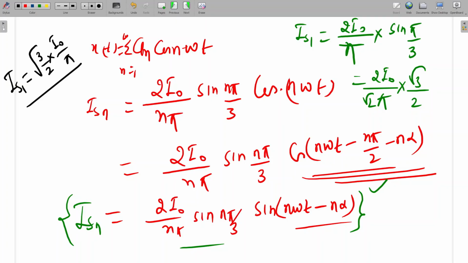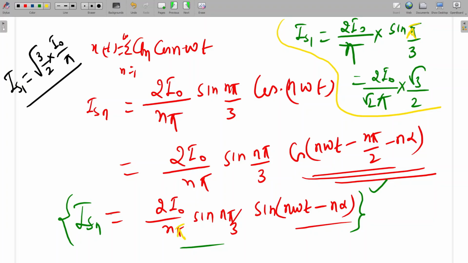Okay. Sir, here denominator root 2 came, na, sir. Sorry sir, by mistake. It's okay. So where is the mistake? Can you point out again? Sir, IS1 equal to 2 I naught by root 2 by pi, sir.